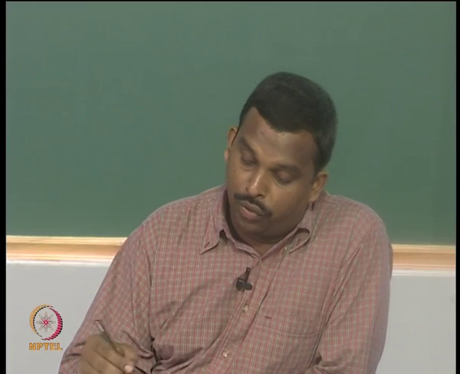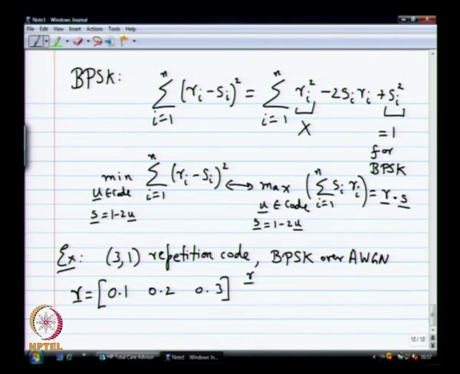Okay. So if you do the first correlation, R dot 1 1 1 simply gives you 0.6, and R dot minus 1 minus 1 minus 1 is clearly going to give you something negative, which is in fact minus 0.6. So clearly the positive number is greater than the negative number. So we pick this.